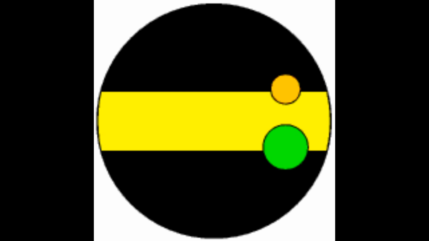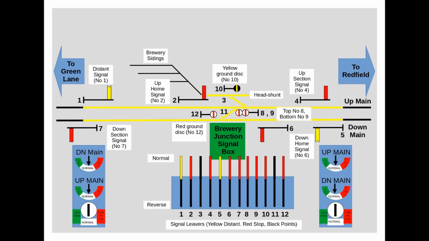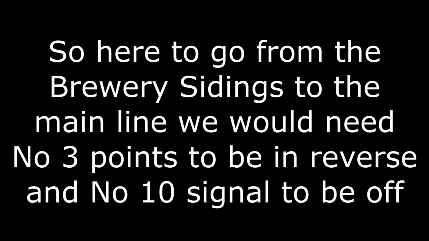So just like the stop ground discs, we also have this as a ground disc as well. So it's either going to be a white circle or a black circle, and instead of the red band, we're going to have a yellow band across it. These also have yellow and green lights, so we can see them at night, and they have the same meaning as the yellow semaphore signal. So when it's on, we can go past it, but only into the head shunt or sidings, so we can't go towards the main line.